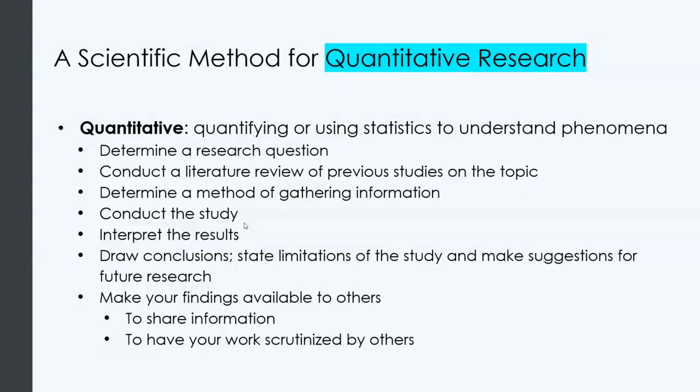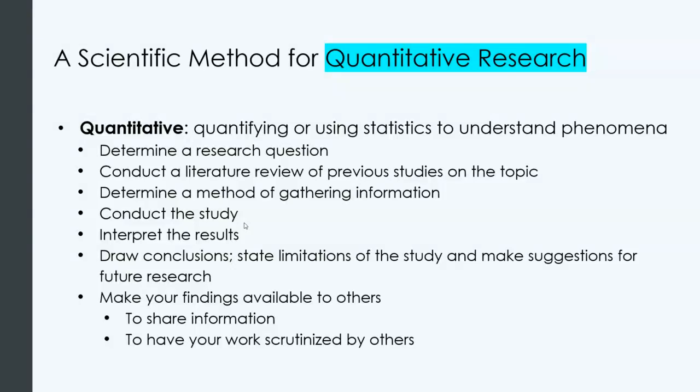Often, you're going to do a literature review. You're going to determine how you want to gather your information. Will you be doing a survey? Will you be doing observational data collection? There are many different methods, some of which I'll mention briefly. Then you conduct the study, and when it comes to interpreting the results, you analyze them using statistical analyses. Finally, at the end, you draw some conclusions and back them up with your numbers.